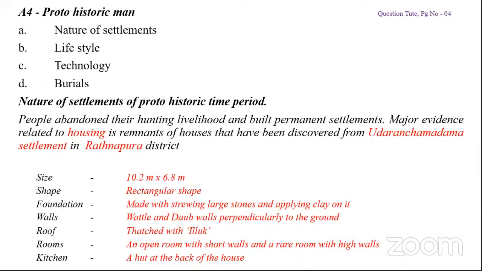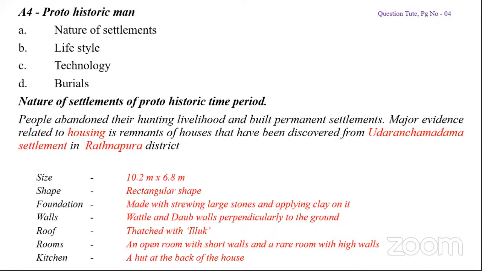On the strong foundations, they constructed wattle and daub walls perpendicularly. So walls were how? Wattle and daub walls. That means, using clay they were making a wall, but inside that wall there's a frame, a wooden frame. In the wooden frame they apply mud balls and make the wall. So the walls were made perpendicular to the ground.